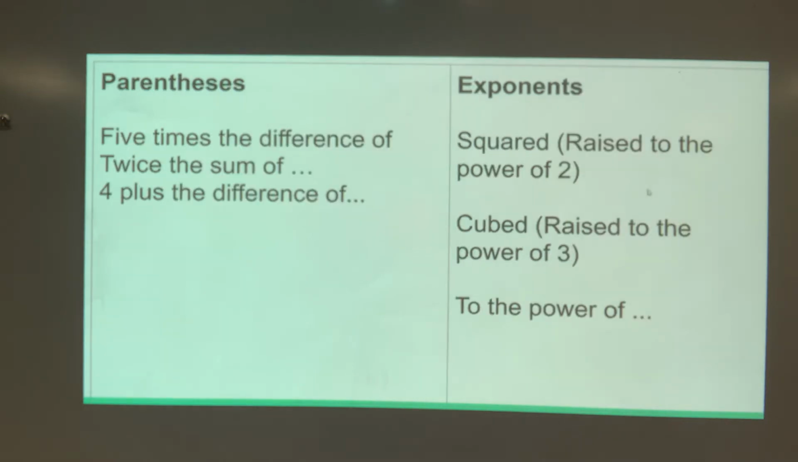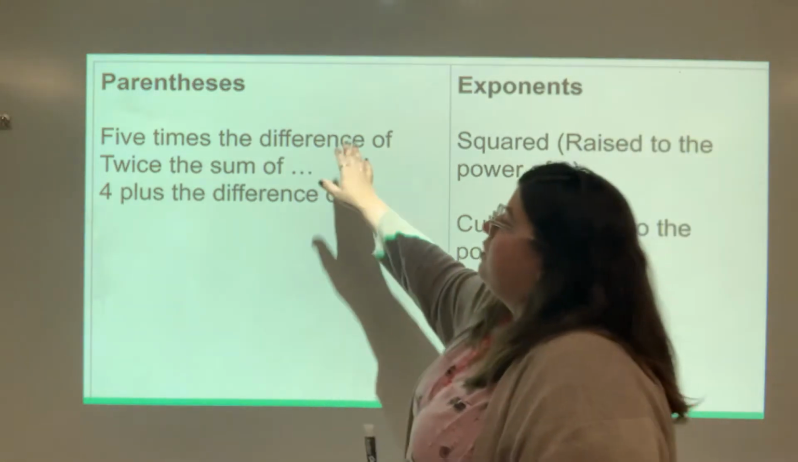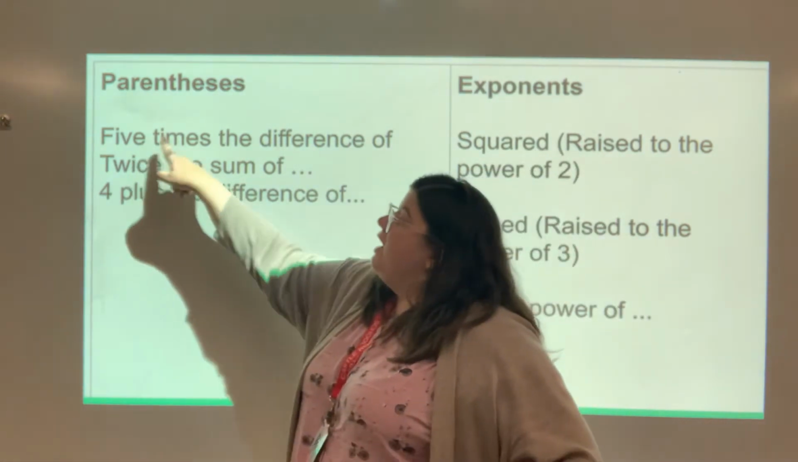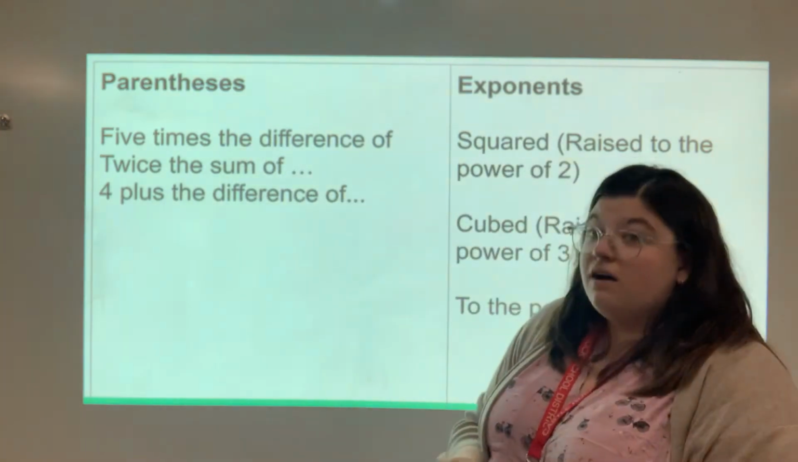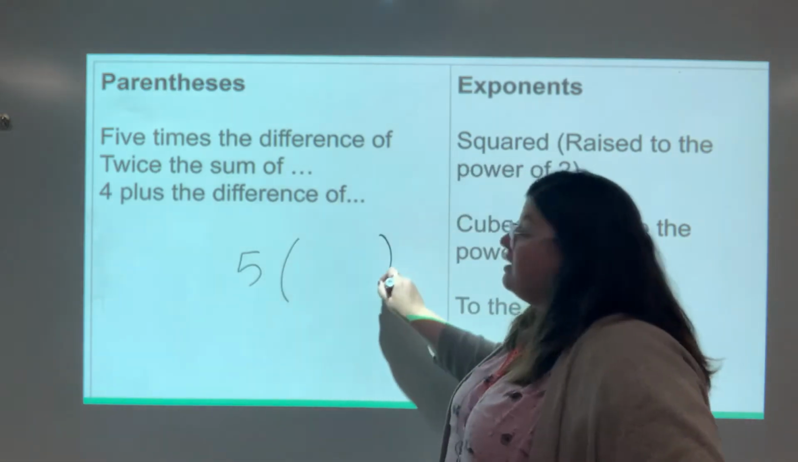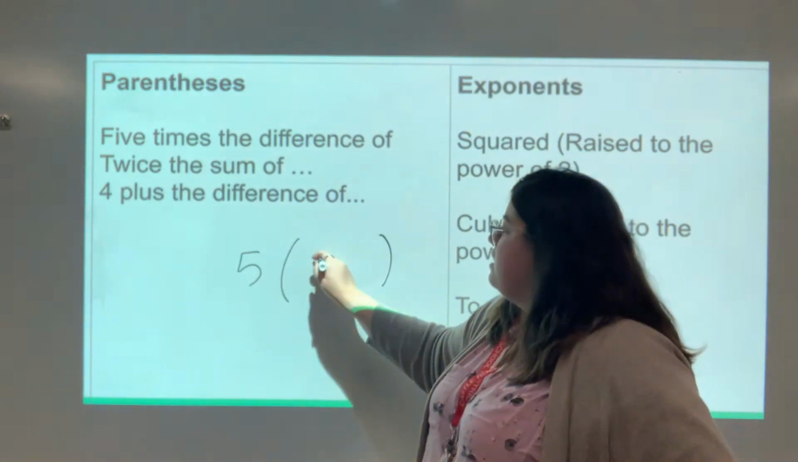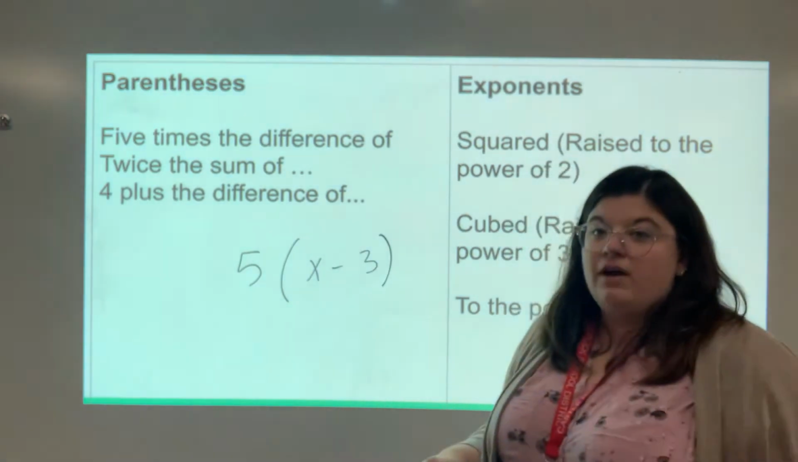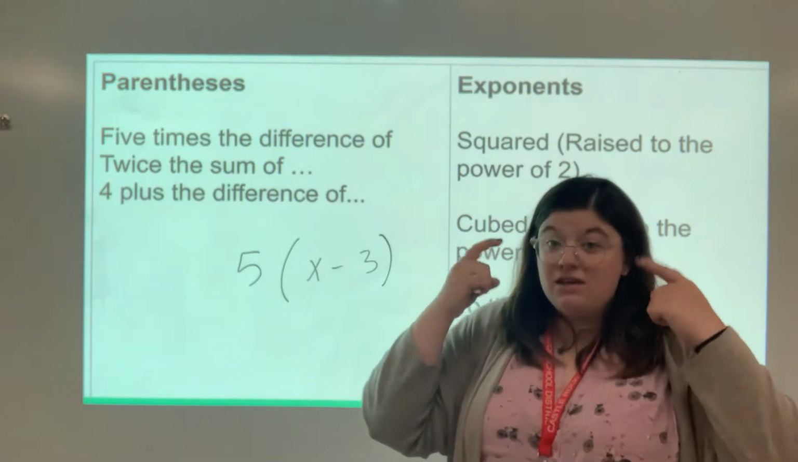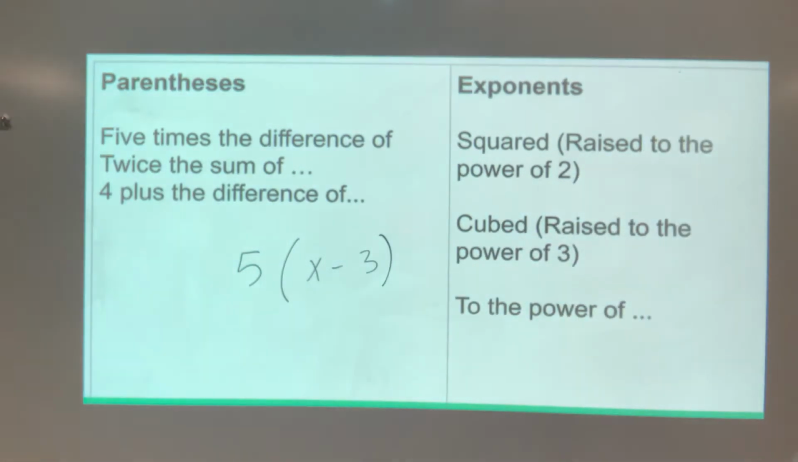Parentheses and exponents. Parentheses are kind of an interesting one because they combine a whole bunch of different operations. So you have to read a sentence very carefully with these. These are examples. They're not exactly keywords, but if you see something that says 5 times the difference of blah, blah, blah, you know that you have 5 times the entire difference. So maybe it was x minus 3, all right? The difference of x minus 3, 5 times that entire thing. That keys you into saying, okay, now I need to use parentheses.